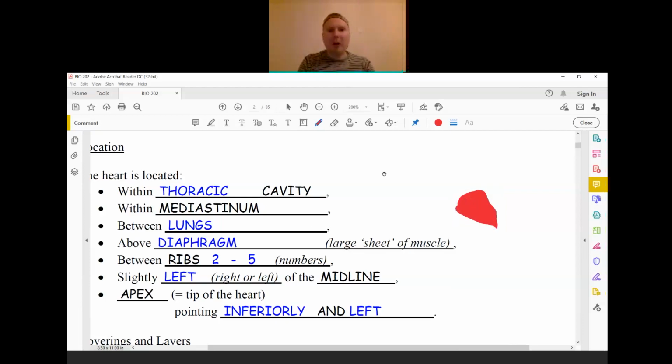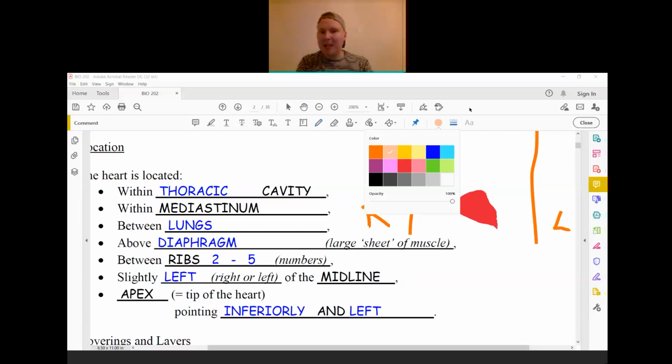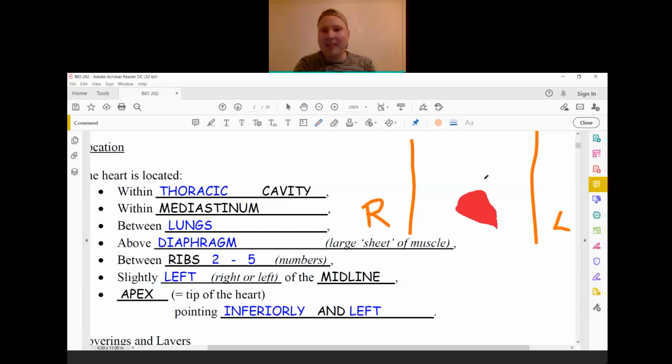So where is the heart located? Well, first of all, when we talk about directions, remember we always talk about directions in relation to the patient's right and left. So this is going to be the right and this is going to be left. Well, the heart is located within your chest cavity. And rather than saying the chest cavity, the term that we use to describe that is our thoracic cavity. So the heart is located within the thoracic cavity.